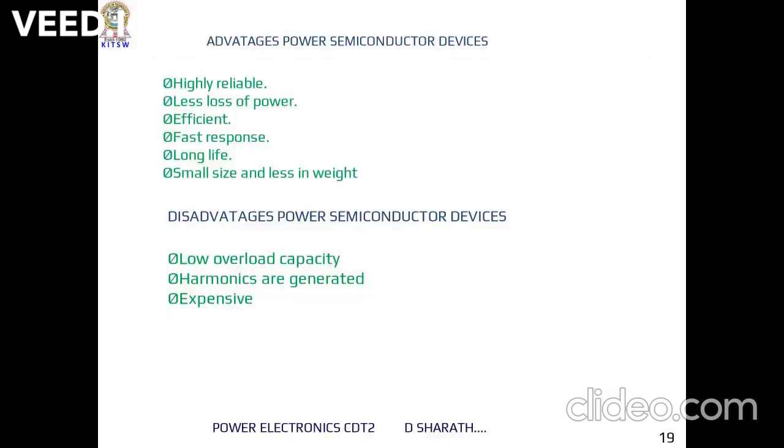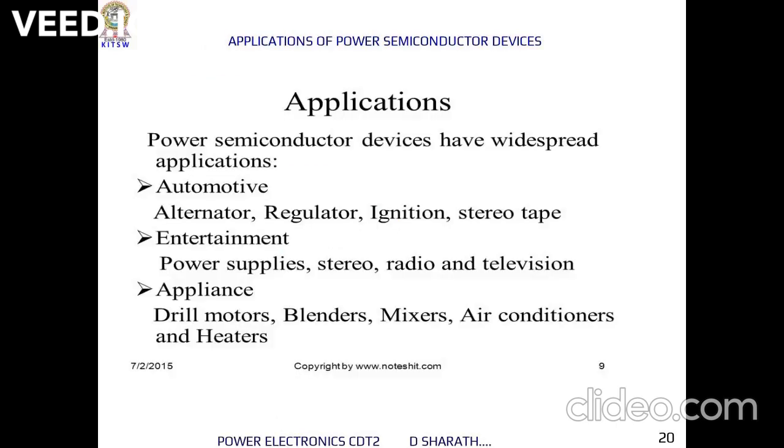Coming to the advantages of power semiconductor devices, they are highly reliable, have less power loss, are more efficient, have fast response, long life, and small size. Disadvantages are low overload capacity, a few harmonics are generated, and the initial cost is very expensive.